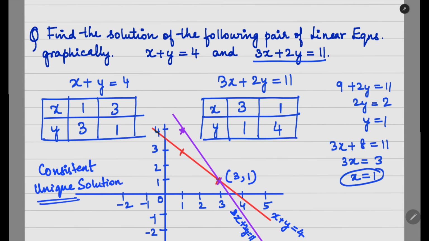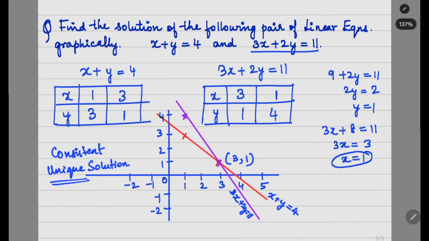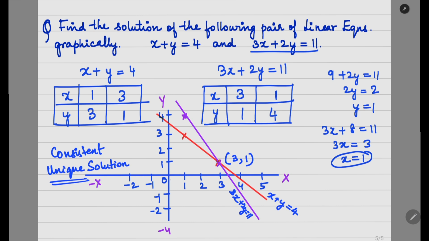Hope you understood. This is how you have to do it. Whenever you are given a pair of linear equations, just substitute a random value of x such that you get a y. Again, for a random value of y, find the value of x. Just 2 or 3 points are sufficient. Do the same for both equations and then plot graphically. Always remember to mark your x and y axis, and the negative x and negative y directions.